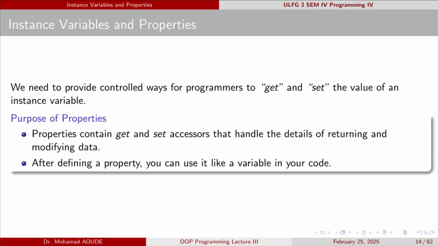Directly exposing instance variables to the outside world is risky. That's why we create properties. Properties act as a safe, controlled bridge between the object's private fields and the outside world. Through properties, we can validate, restrict, or format access without compromising the object's integrity. Properties are an elegant solution that combines the best of security and usability.